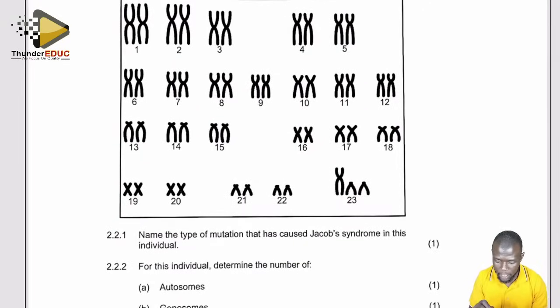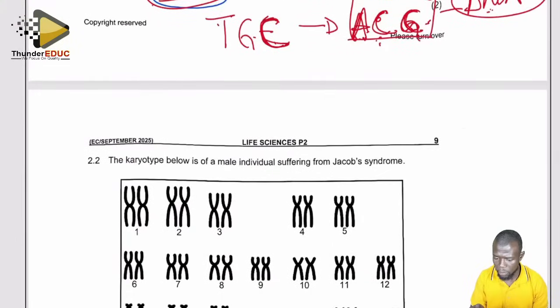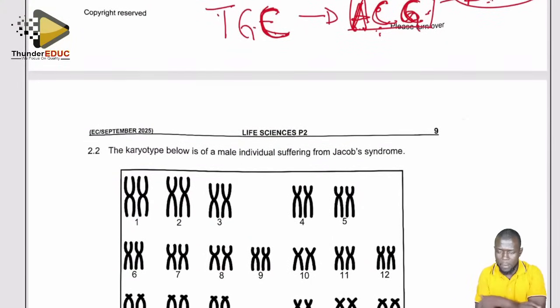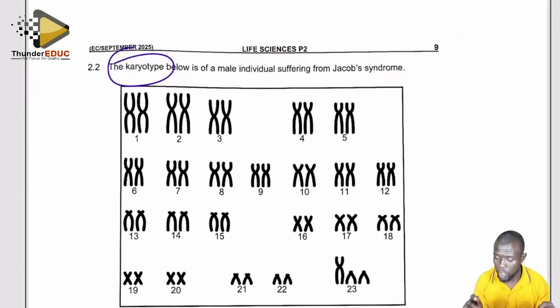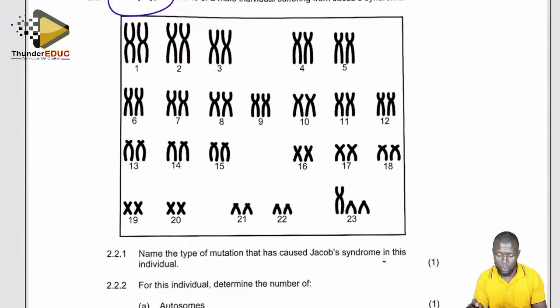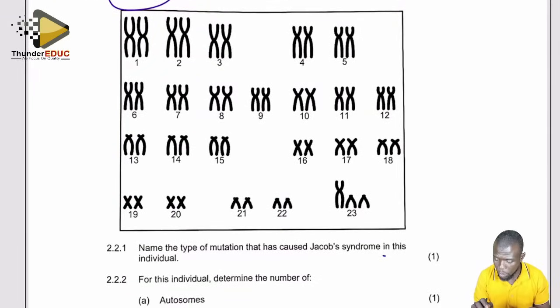Okay, we are saying name the type of mutation that causes Jacob's syndrome. What is Jacob's syndrome? Karyotype below. Remember that karyotype is the type of the nucleus. Karyo means nucleus, and type means the type. Which type of nucleus do we have of the male suffering from Jacob's syndrome? Name the mutation that occurred that caused Jacob's syndrome in this image.